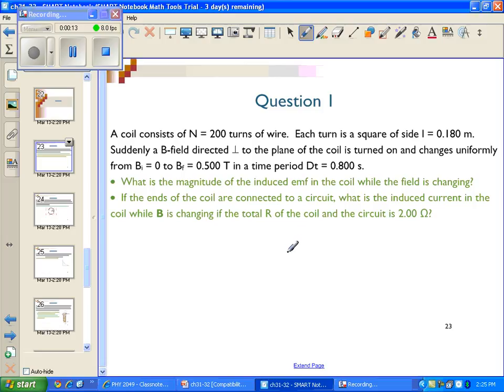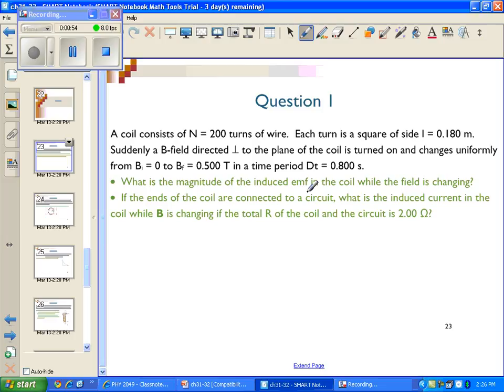Here we are given a coil that consists of 200 turns of wire. Each turn is a square that has a side equal to 0.18 meters. Suddenly, a magnetic field that is perpendicular to the plane of the coil, which, by the way, would be parallel to the area normal of the coil, is turned on and changes uniformly from 0 initially to 0.5 Tesla in a time of 0.8 seconds.